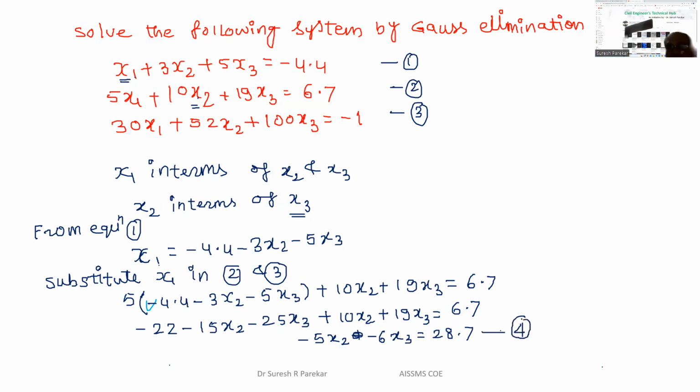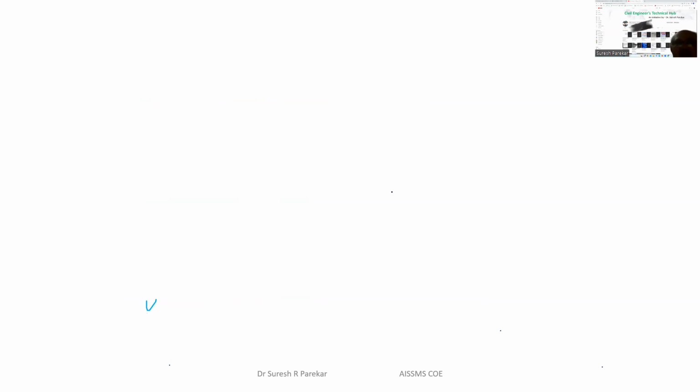I will mention this as equation 4. So I will write this equation on this side: minus 5x2, then minus 6x3, and that is equal to 28.7.